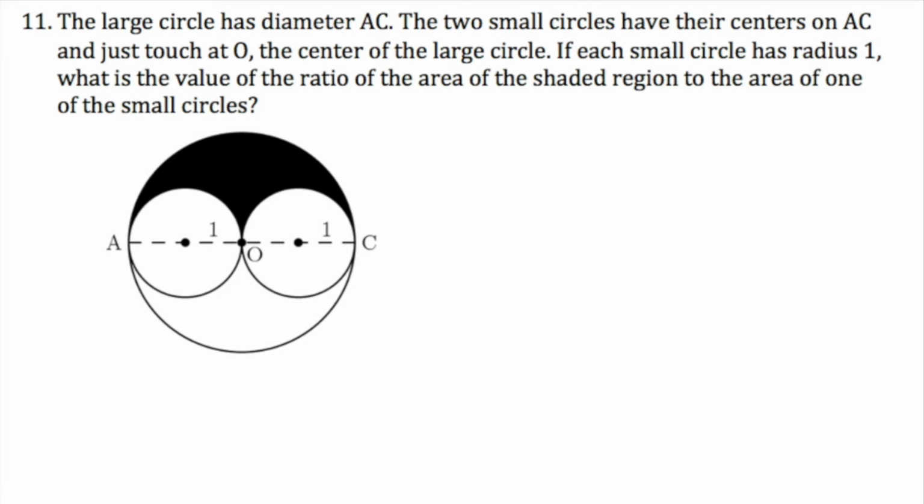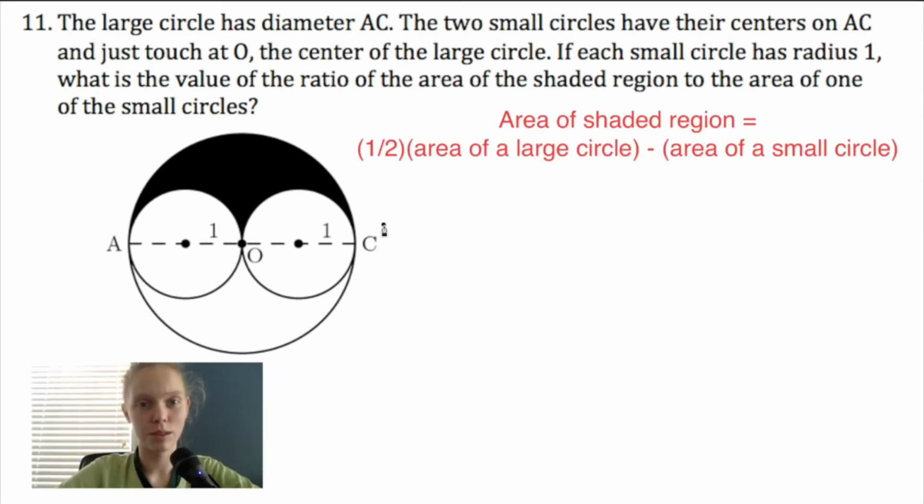First things first, we're going to find the area of the shaded region, which you'll notice is half of the area of the large circle minus the area of one small circle. So we'll find that, and then we'll find the area of one of the small circles, and then we'll find the ratio between the two. All right, so because the area of the shaded region equals half the area of the large circle minus the area of the small circle, let's start by finding the area of the large circle.